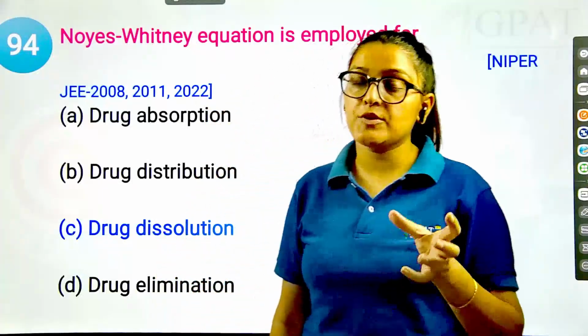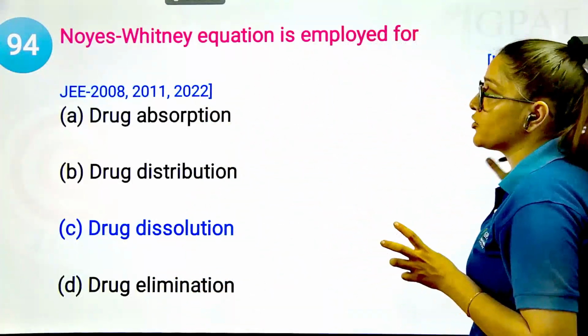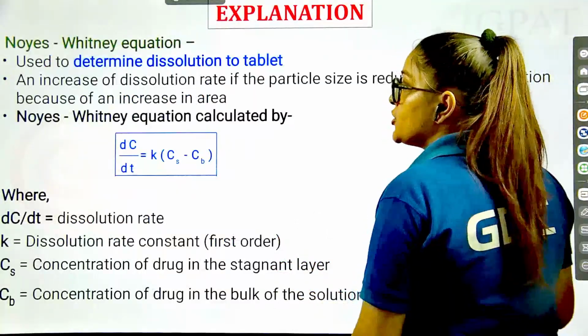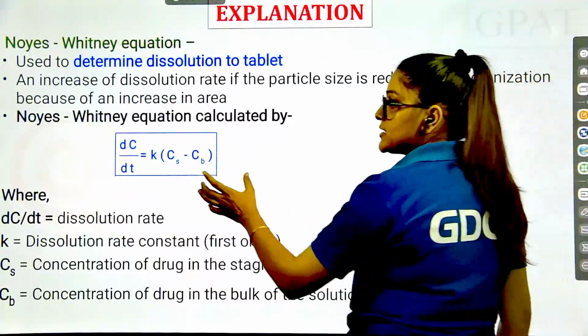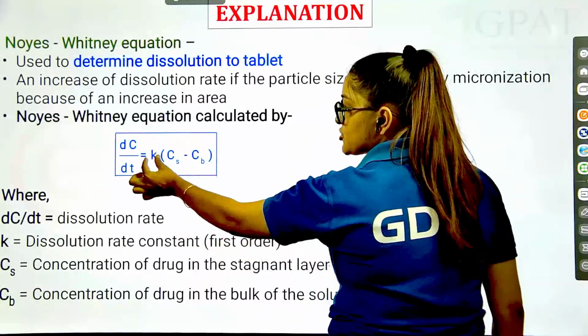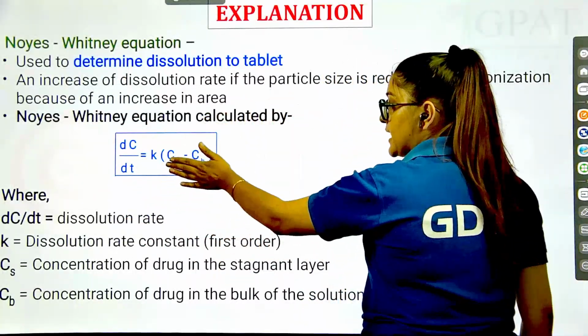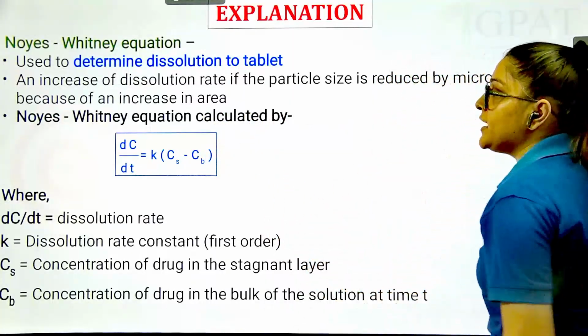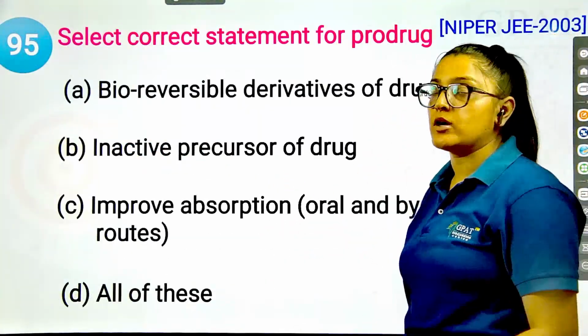Comparative evaluation, we have the modified Noyes-Whitney equation that we nowadays use. The simplest form of the equation is dC/dt, which is the dissolution rate, equals the dissolution rate constant times the concentration of the stagnant layer minus the concentration of the bulk. It is now being modified.